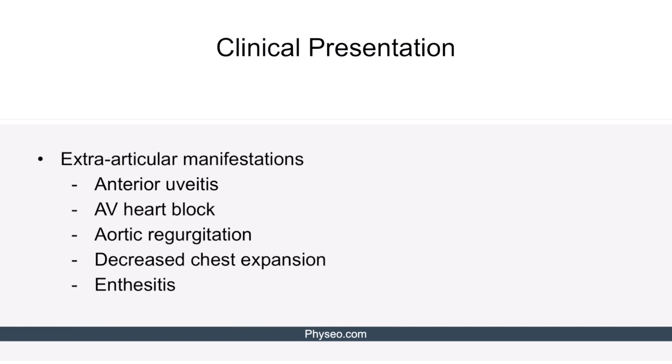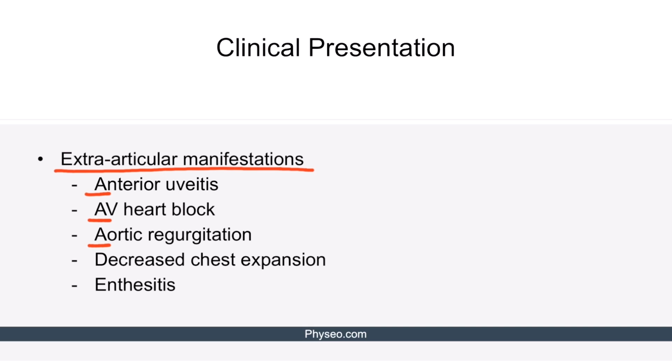Perhaps just as important as recognizing the way this disease affects the spine is knowing the extra-articular manifestations that can arise in these patients. And we'll cover those now. Let's start by highlighting the 3 A's of ankylosing spondylitis. These are anterior uveitis, AV heart block, and aortic regurgitation. Anterior uveitis is the most common presentation outside of joint pain for these patients, and we'll illustrate that on the next slide. Recall that atrioventricular heart block is when the electrical transmission from the atria to the ventricles is impaired.